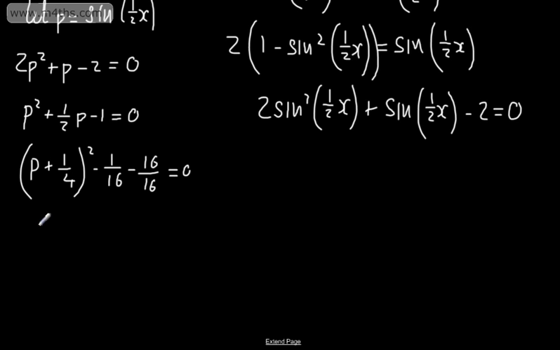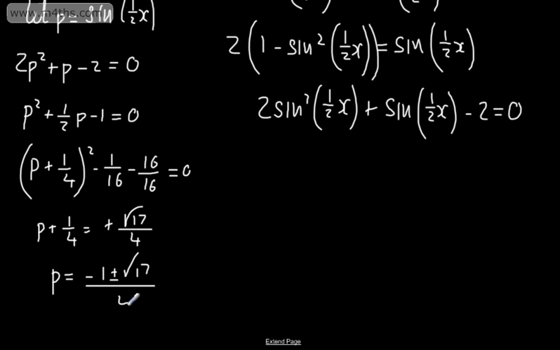So what we're going to have is p plus 1/4 is going to be equal to plus or minus the root of 17. I'm assuming that you're fairly comfortable with solving these. So p is going to be equal to negative 1 plus or minus root 17, all over 4. I would suggest that if you don't like completing the square, just go ahead and use the quadratic formula.